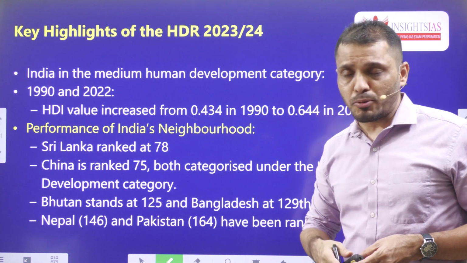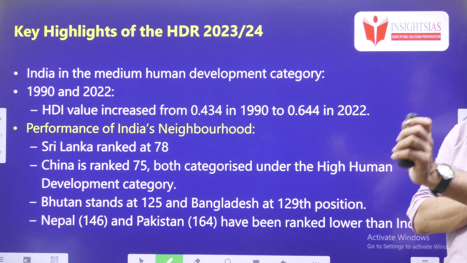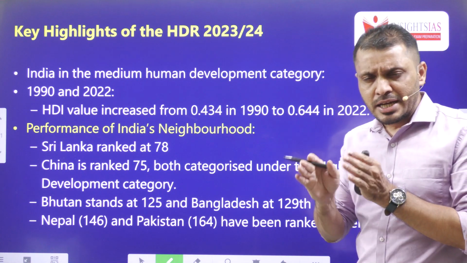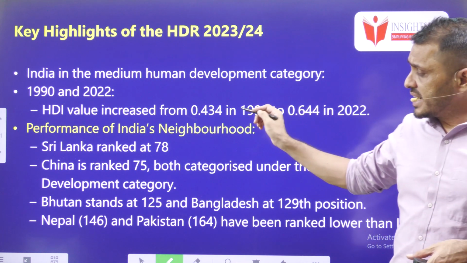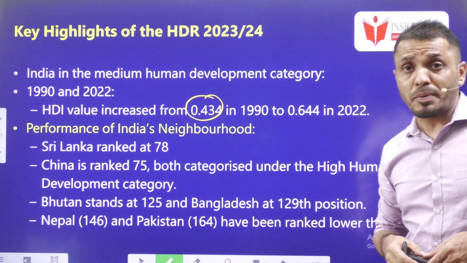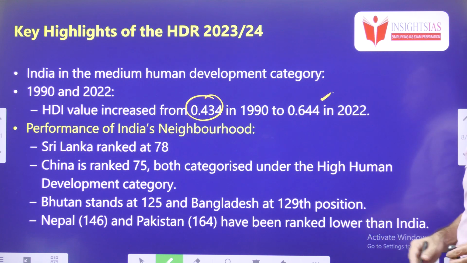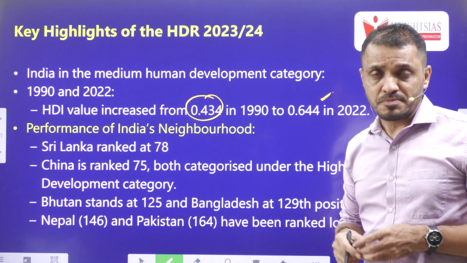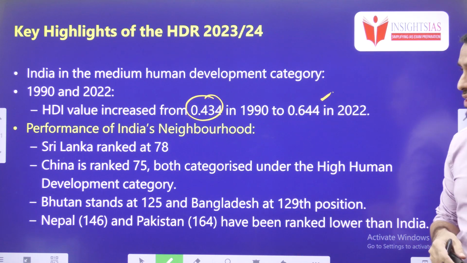Regarding the HDI report, between 1990 and 2022, if you compare human development in India, it increased very significantly. Okay, let's see the numbers. In 1990, our human development value was around 0.434. Now it has significantly increased to 0.644. This is the increase from 1990 to 2022.